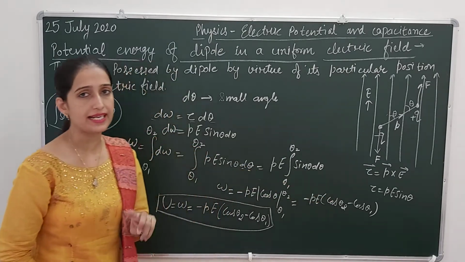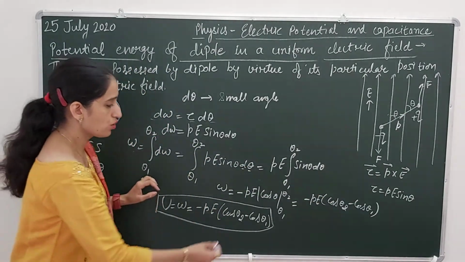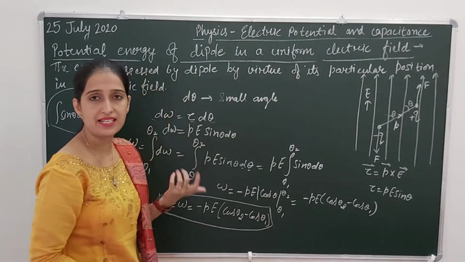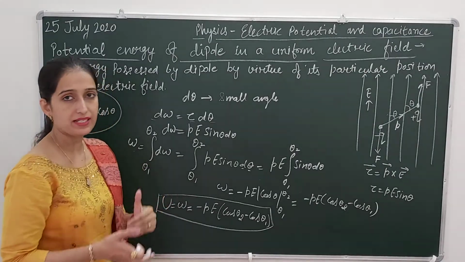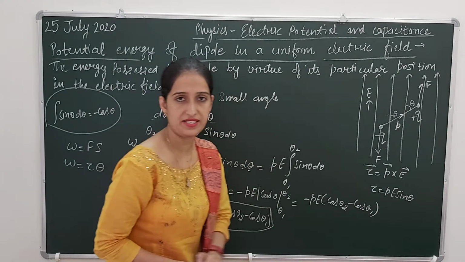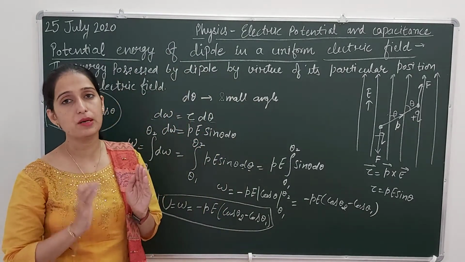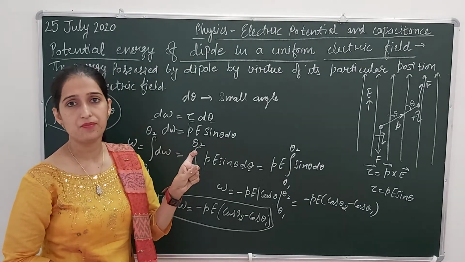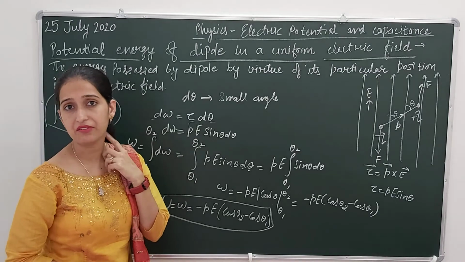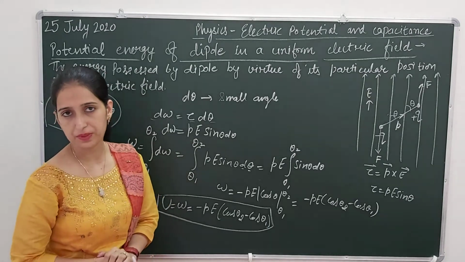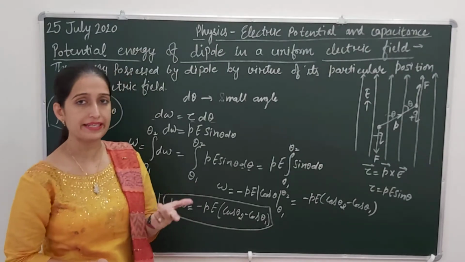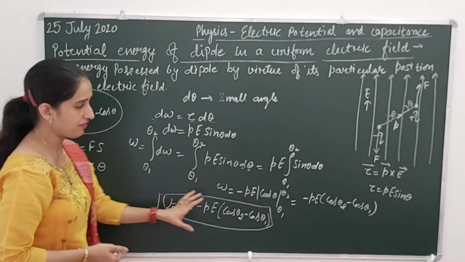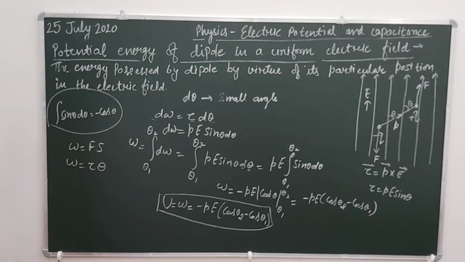And the integration of sin theta is minus cos theta. So this is minus cos theta, minus is here. Then we put the limits, and the mechanism for putting the limit is upper limit minus lower limit, cos theta 2 minus cos theta 1. Now keep in mind that theta 1 is the initial position, the angle between P and E where the dipole was initially present, and theta 2 is the angle between P and E when finally we have put the dipole by doing this work. So this is given by this one. I hope this concept is clear to you.